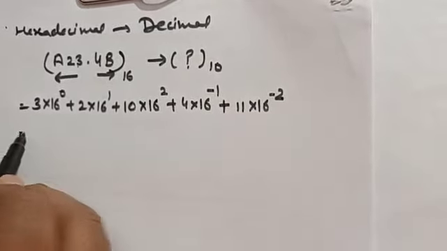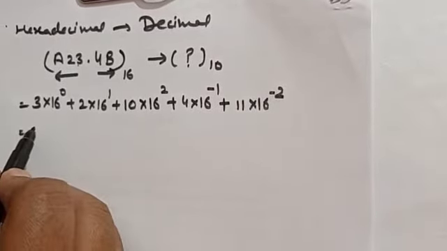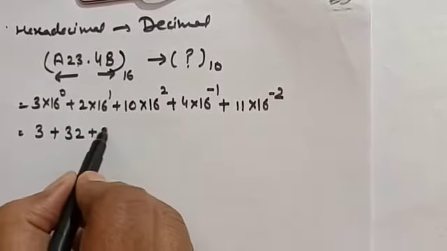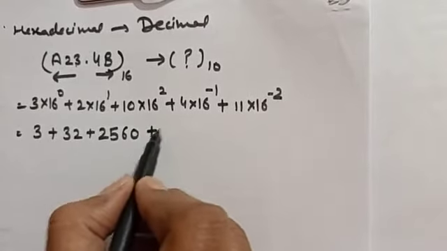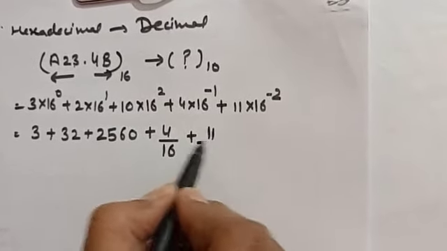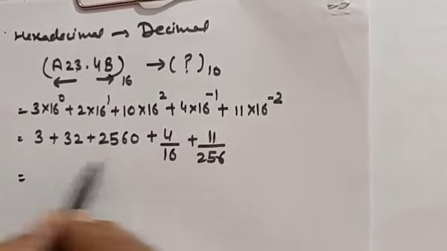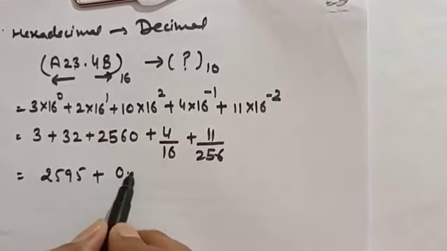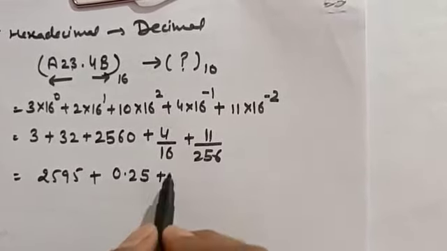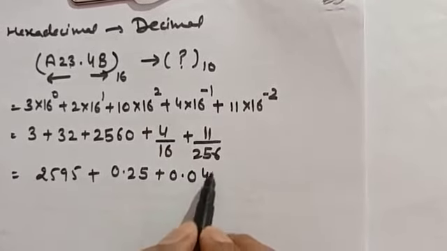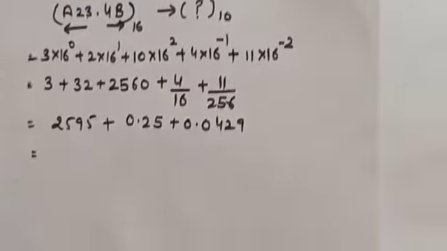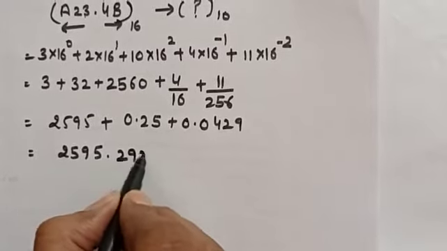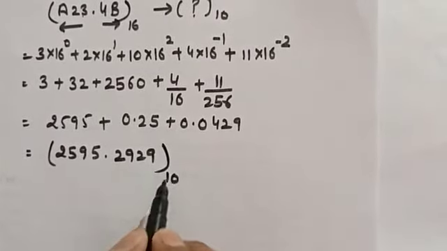Now we simplify them. Anything raised to power 0 is 1. The 3 into 1 is 3. 16 to the 1 is 16 into 2 is 32. 16 square is 256 into 10 is 2560, plus 4 by 16 plus 11 by 256. Now we add the integral part. It will be 2595, plus 4 by 16 is 0.25 and 11 by 256 is 0.0429. You can use calculator for all these calculations. Now sum of all these numbers is 2595.2929 and the result is in decimal number system.